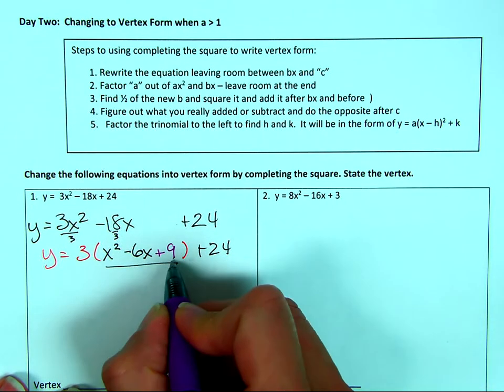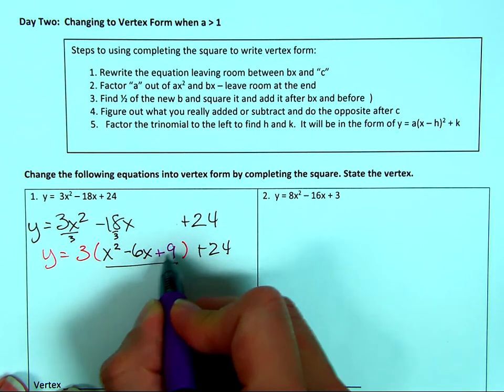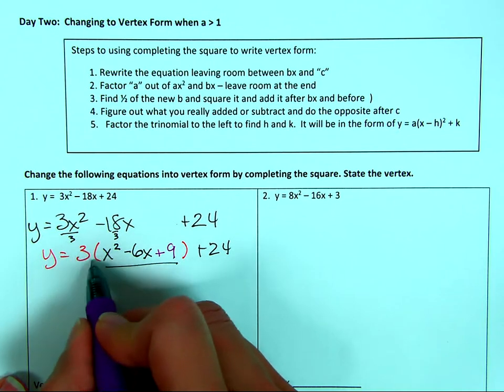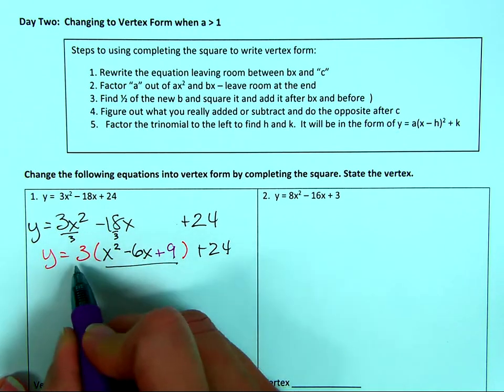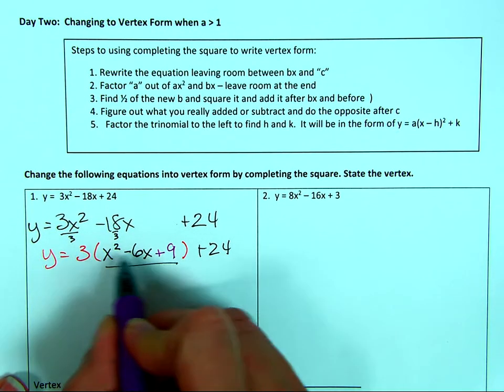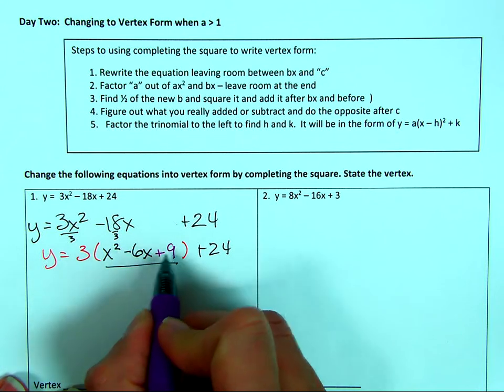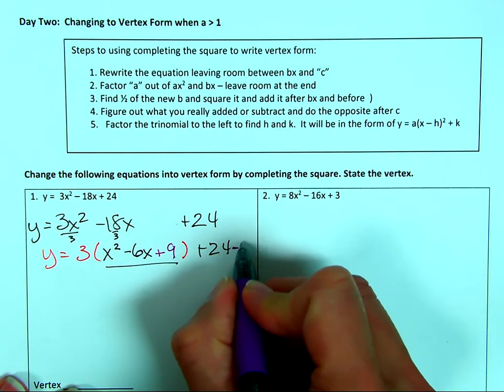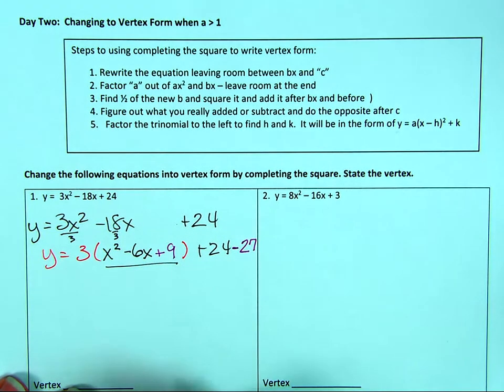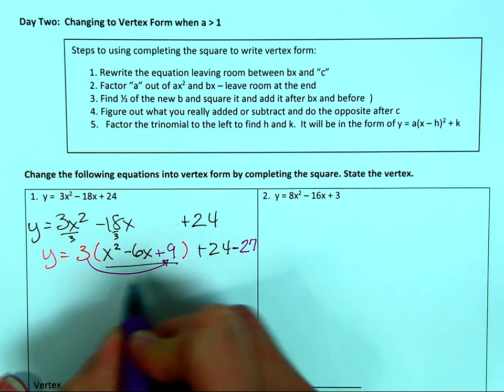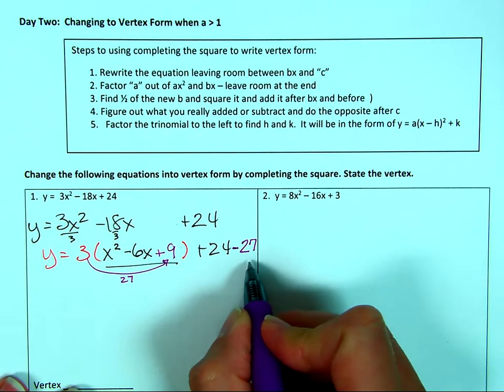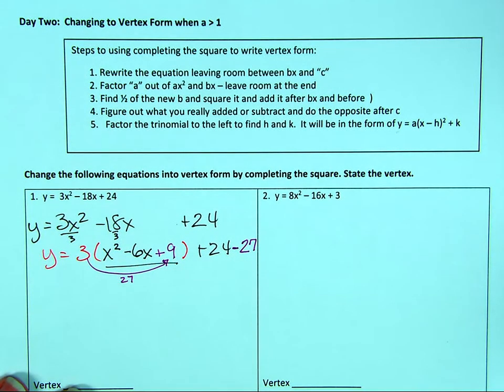But I really didn't add 9. I added 9 inside the parentheses, but because there's this 3 being multiplied by all of these things, I really added 27. So if I really added 27, then I have to subtract 27 out here, because 3 times 9 is 27, so I've got to subtract 27. So that's the tricky part of today.